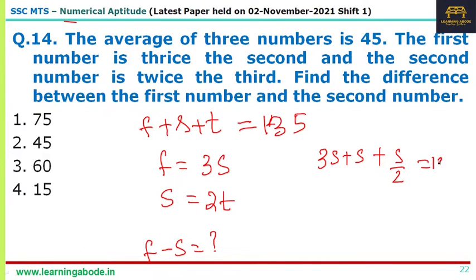Now this whole thing is 135. So you get 9s by 2 is equal to 135. So the second number is 30. The first number is 3 times that, which is 90. The third number is 15, which is not relevant here. Now the difference between the first number and the second number is 90 minus 30, which is 60. Answer option 3, 60, is the answer for question number 14.